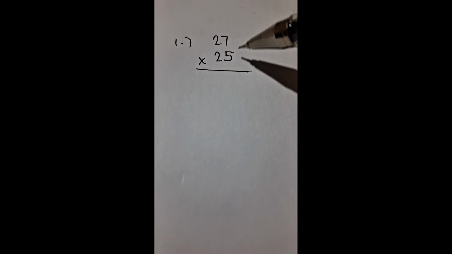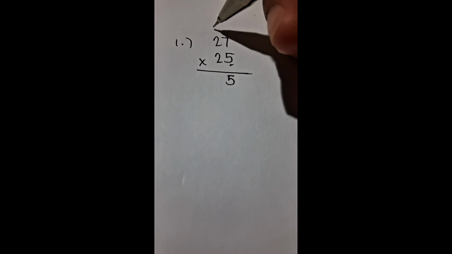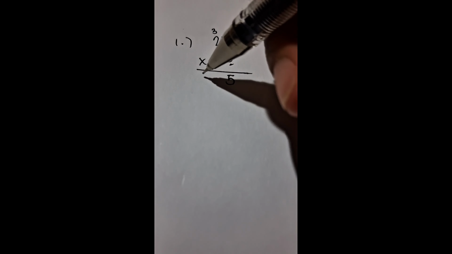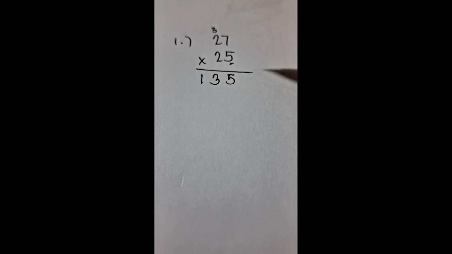First, we will multiply 27 by the ones digit, which is 5. 5 times 7 is equal to 35. Write down 5, carry 3. 5 times 2 equals 10 plus 3 equals 13.